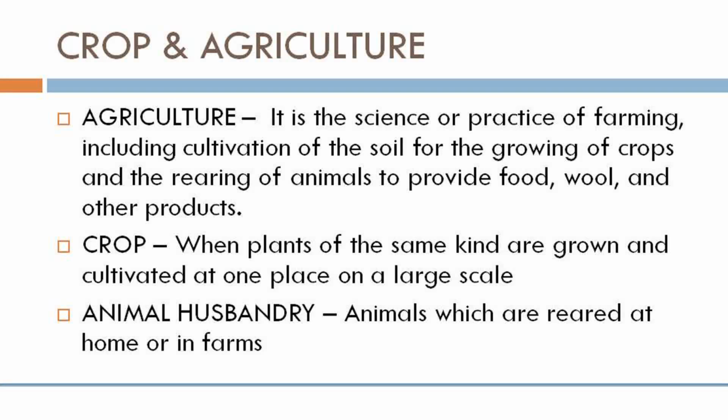Agriculture is the science or practice of farming which includes cultivation of soil for the growing of crops and rearing of animals to provide food, wool and other products. So in short, agriculture includes both farming as well as animal husbandry. Crop is the term used for the plants of the same kind which are grown and cultivated at one place on a large scale. Animal husbandry, on the other hand, is the term applied when animals are reared at home or in farms.